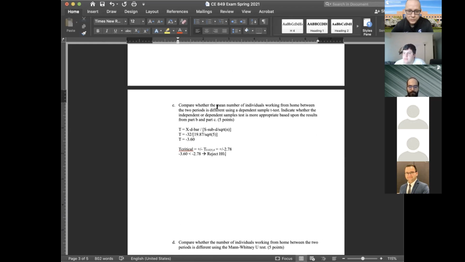And then also, I was expecting you to indicate here that the dependent sample test was more appropriate in that case. Okay.